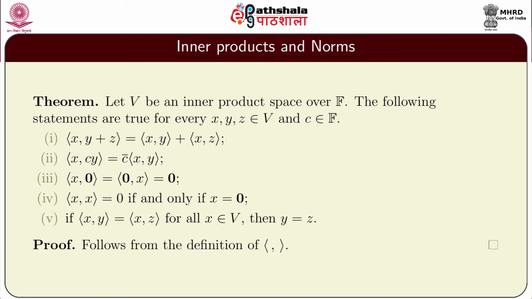Now, the following proposition follows from the definition of norm. It says that for every vector x in V and scalar c in F, the norm of c dot x is equal to the modulus of c times the norm of x, and the second part says that the norm of x is 0 if and only if x is the 0 vector.